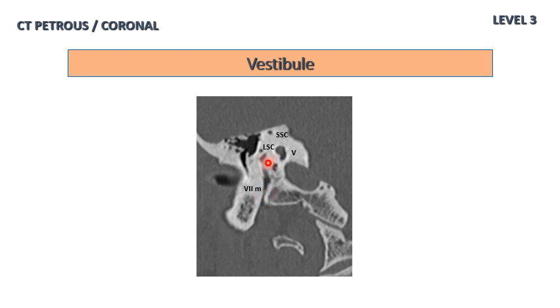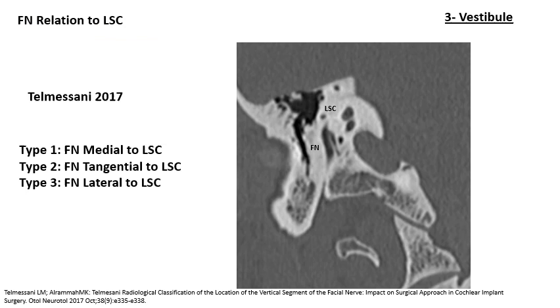And this is of importance because if at this level we do not see the mastoid segment of the facial nerve, and we see it at an anterior level, this might denote an anterior dislocation of the facial nerve. Another important point at this level is the relation of the facial nerve to the bony end of the lateral semicircular canal.